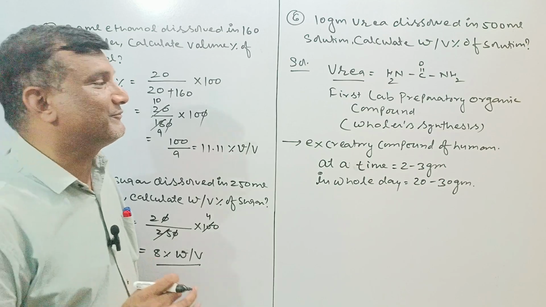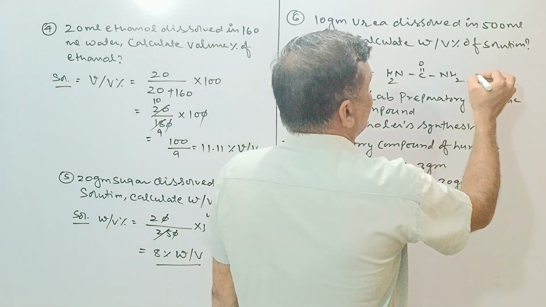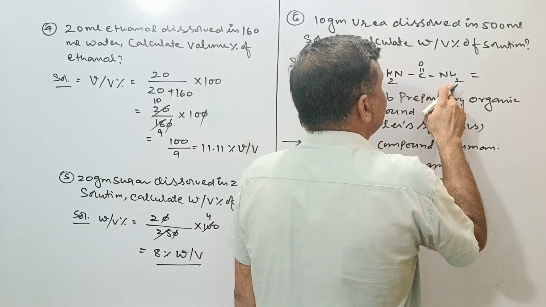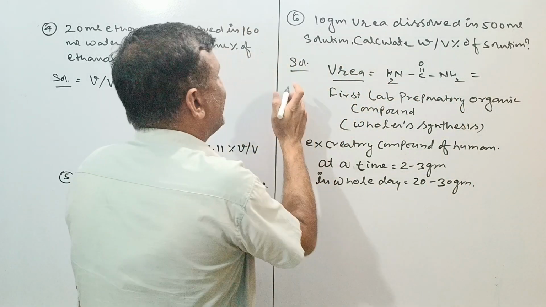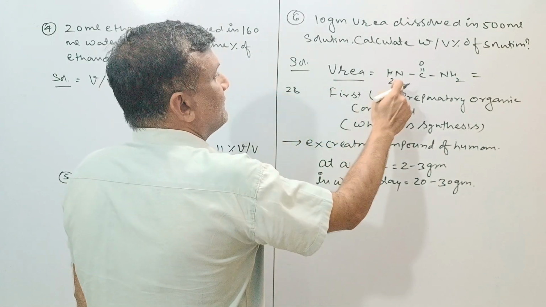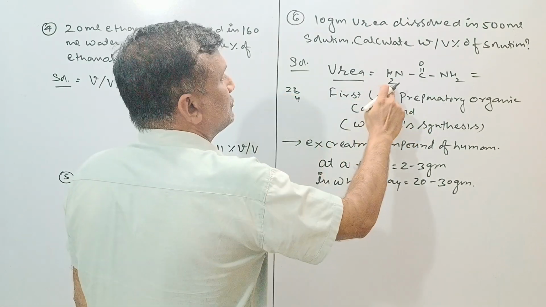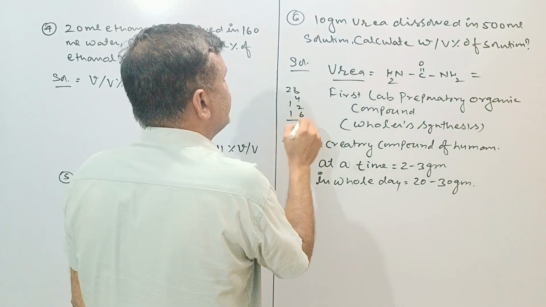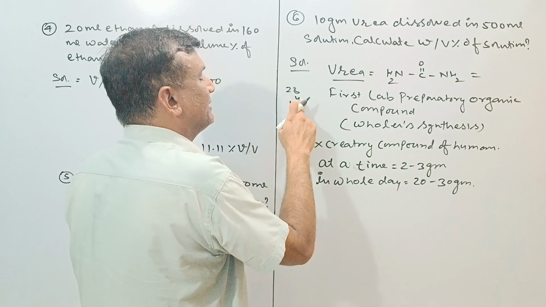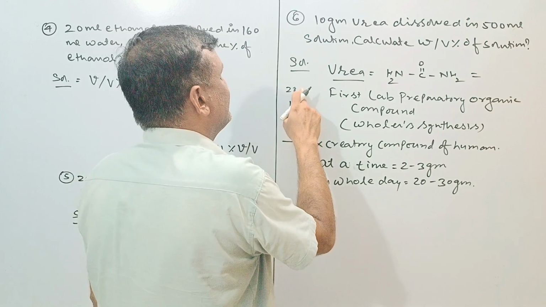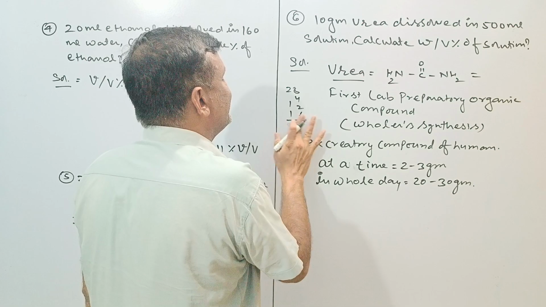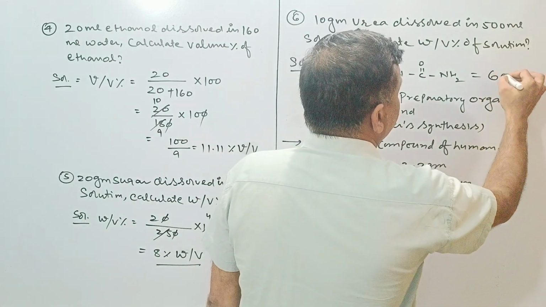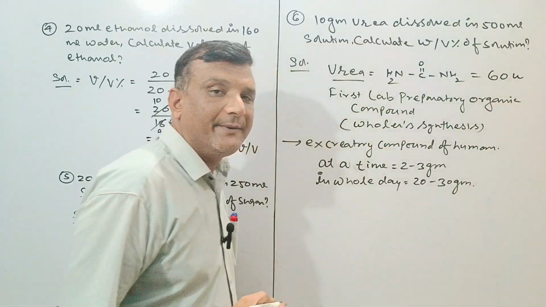Now I would like to go with a question. If I go with just the molar mass, then for nitrogen it is 28, for hydrogen it will be 4, for carbon it will be 12, and for oxygen it will be 16. So 28 and 4 is 32, plus 12 is 44, plus 16 is 60 as the molar mass. So 60 unit will be the molar mass of urea.